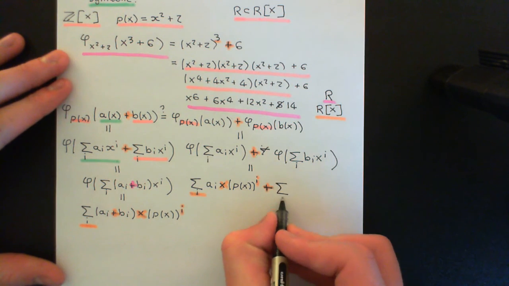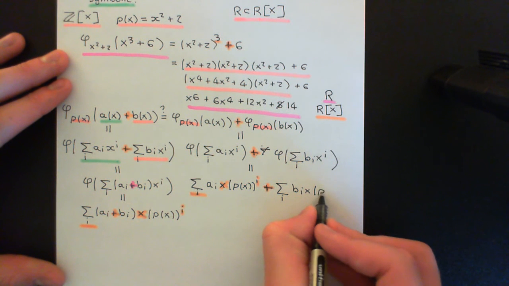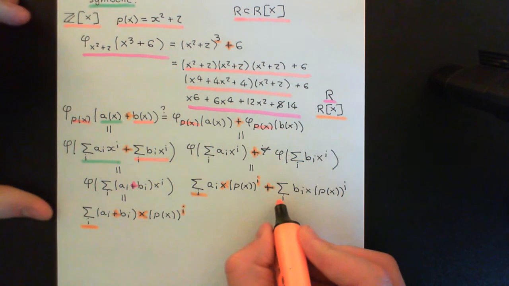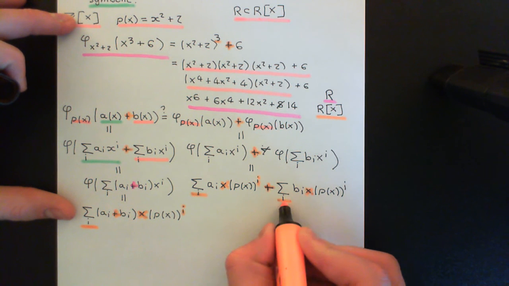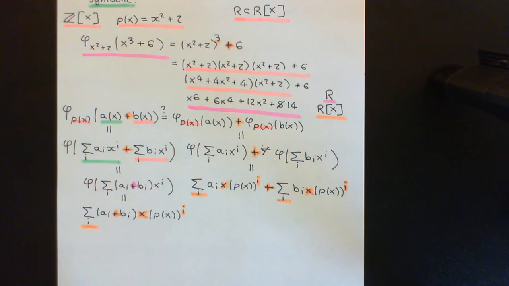So we'll have the sum over i of the constant polynomial b_i times the polynomial p of x to the power of i, and again everything's got this new meaning. The addition is in the ring of polynomials, the multiplication is in the ring of polynomials, the taking to the power of i is in the ring of polynomials. So I've got a huge, great big sum of these sort of terms in the ring of polynomials over the ring capital R.